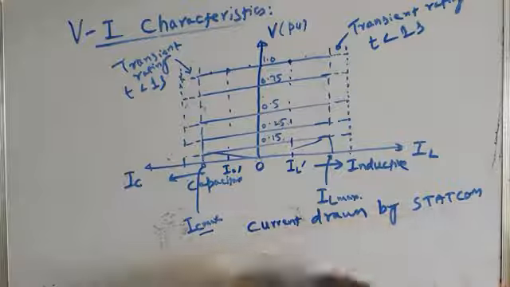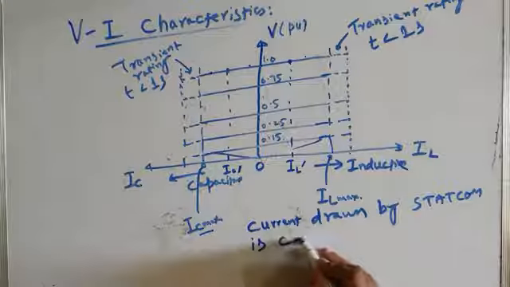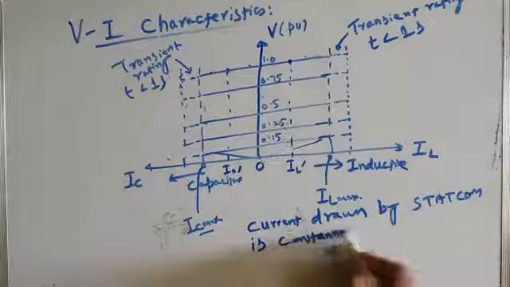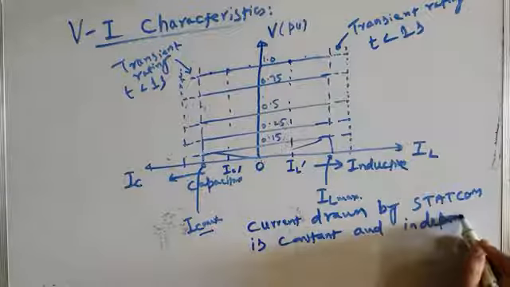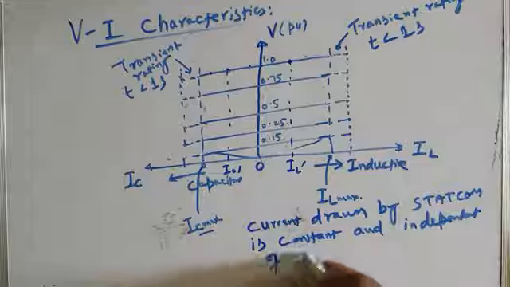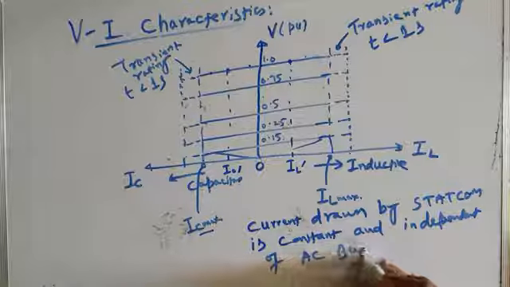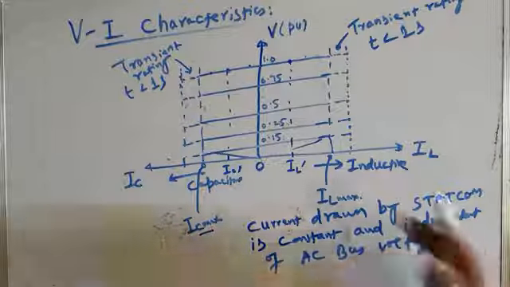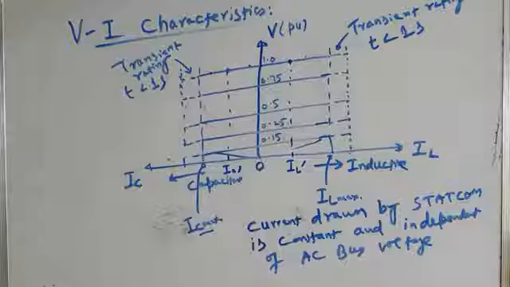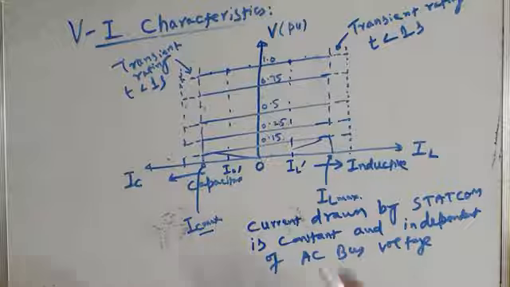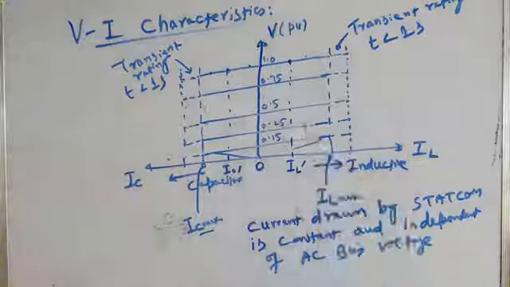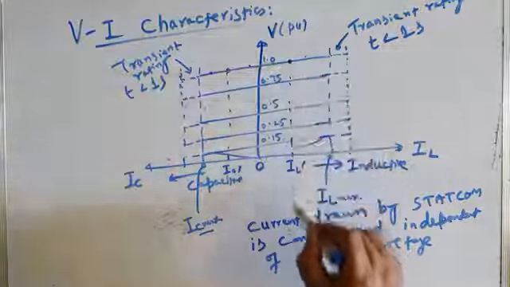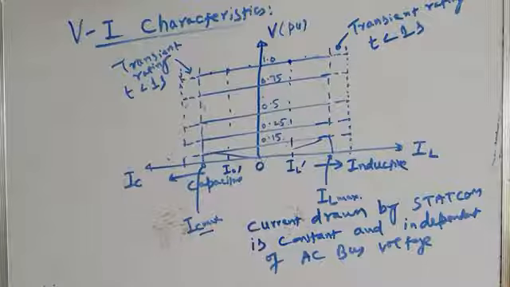So the current drawn by Statcom is constant and independent of the AC bus voltage. It is very much clear from these VI characteristics of Statcom. Whatever is the voltage of the AC bus, the current remains constant. If this is the operating current, it remains constant independent of the voltage.